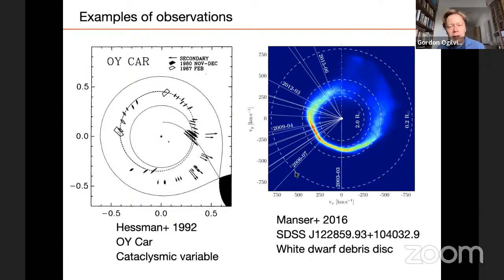Now, more recently, this is an observation of a debris disk around a white dwarf, where some material of planetary origin is being disrupted, producing a debris stream, an elliptical disk that's precessing, and there are several systems where this precession has been detected.